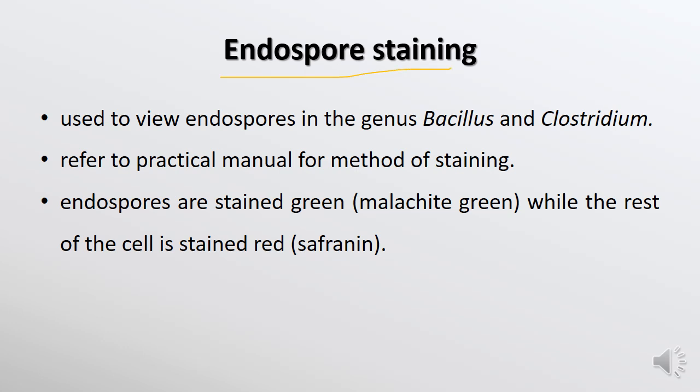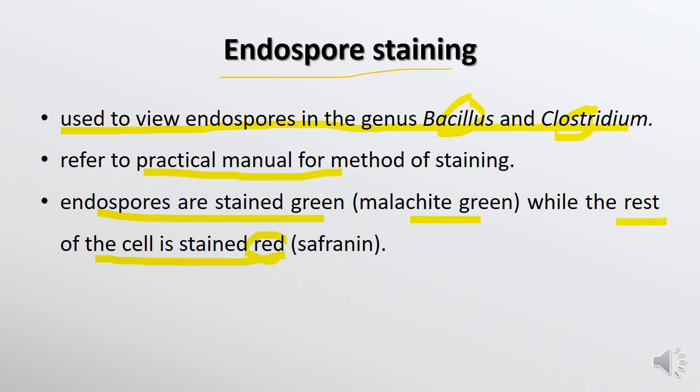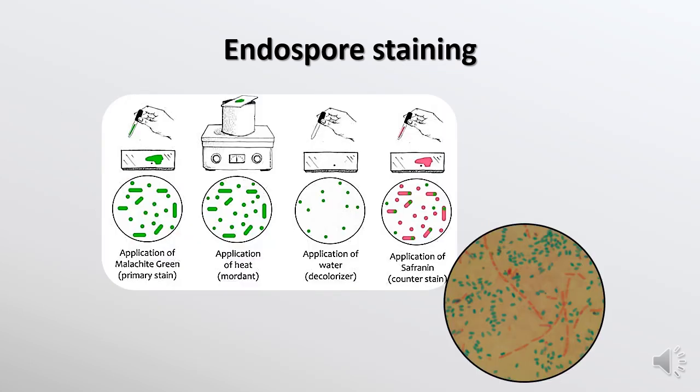Okay, the endospore staining. Endospore staining is used to view endospores in the genus Bacillus and Clostridium. These two bacteria can form endospores. You can refer to your practical manual, which I will give you later, for the full procedure. At the end of the staining, the endospore will stain green, taking up the malachite green, while the rest of the cells, sometimes including the background, will stain red, due to the safranin. So the final staining procedure is the endospore staining.